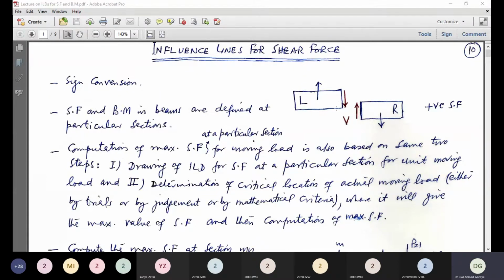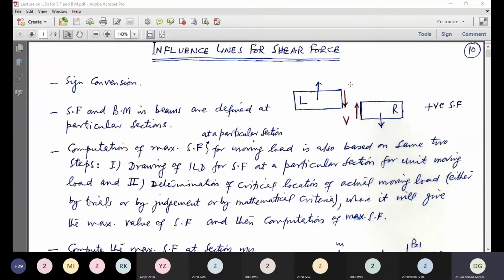Now, if you look on the right side, this R stands for the right side portion of the beam and L stands for the left side portion of the beam. When the right portion of the beam to the section is going downward and the left portion upward, this shows the adopted sign convention for positive shear force.